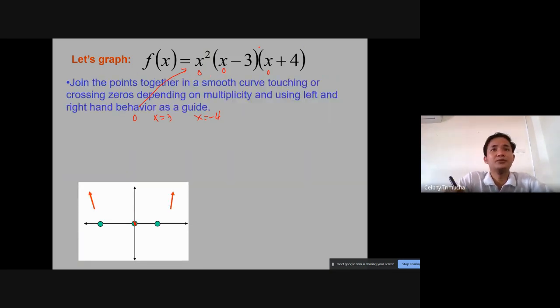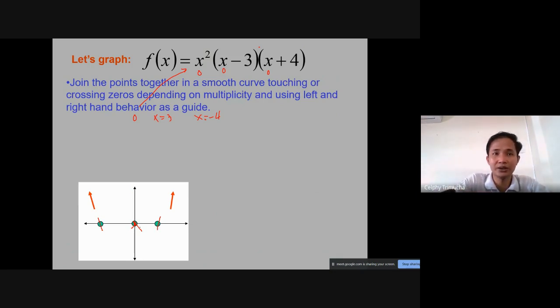So next, what we will do is join the points together in a smooth curve, depending on what we identified, whether it touches or crosses, based on its multiplicity. So we now know what the shape looks like. It crosses at negative 4, it touches at 0, and it crosses at positive 3.